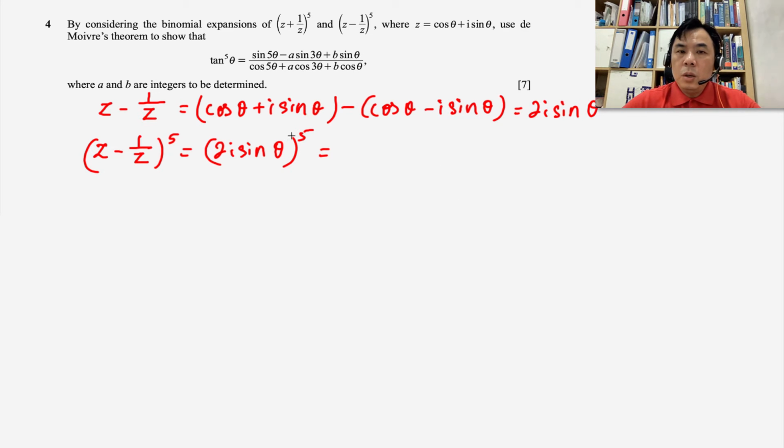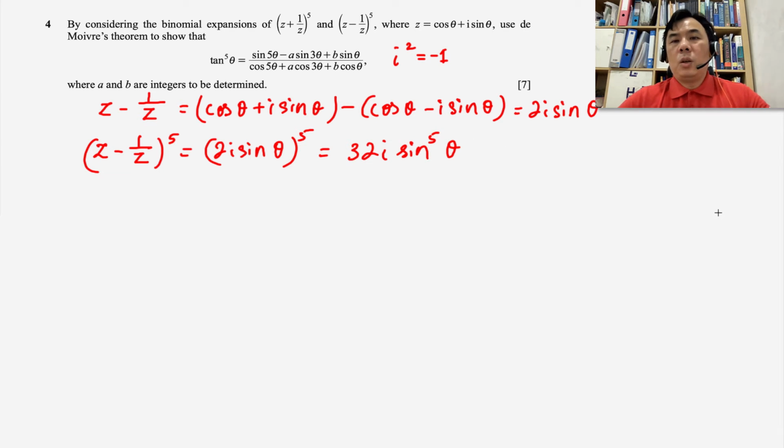All right. So if i^4, just to recap, i^4 is basically a 1. i^4 is a 1. Oops, sorry. i^2 is a negative 1, sorry. i^2 is negative 1. i^4 is a 1. And then finally you have that i itself. Okay, so that will give us 32i sine to the power of 5 theta. Now I hope that is clear.